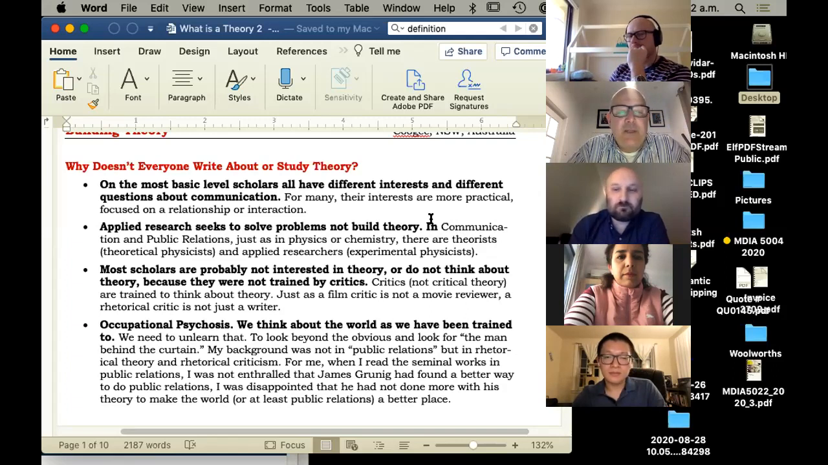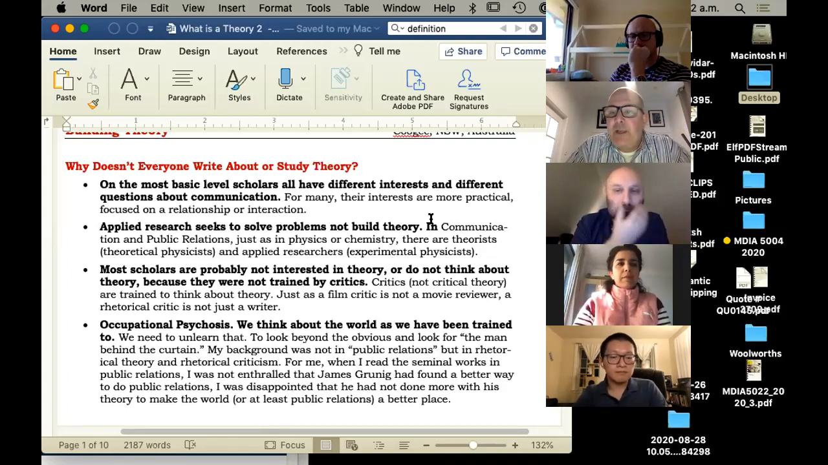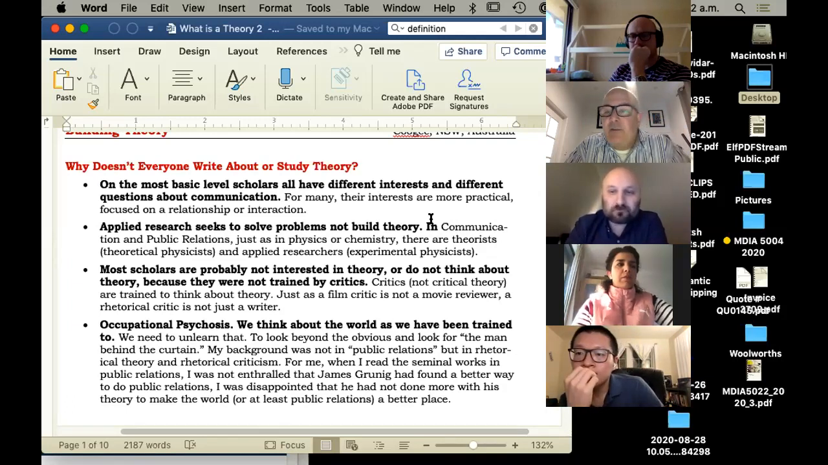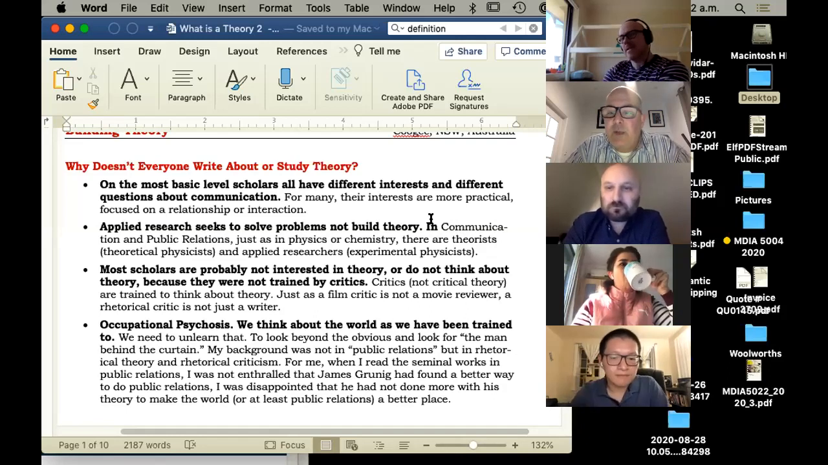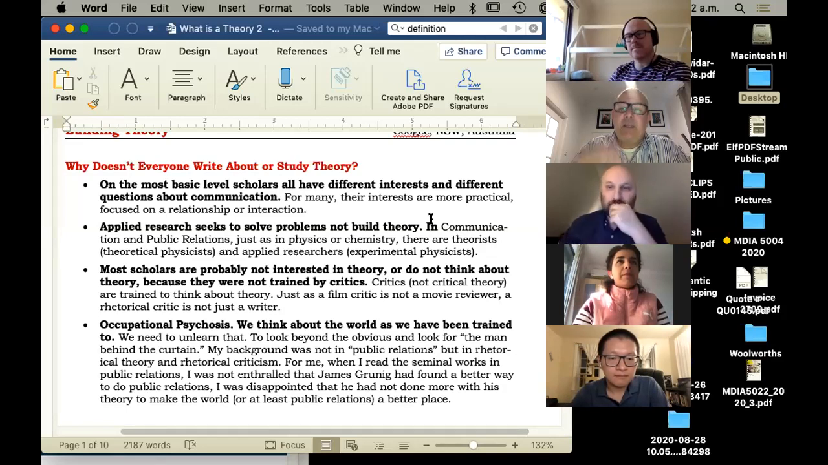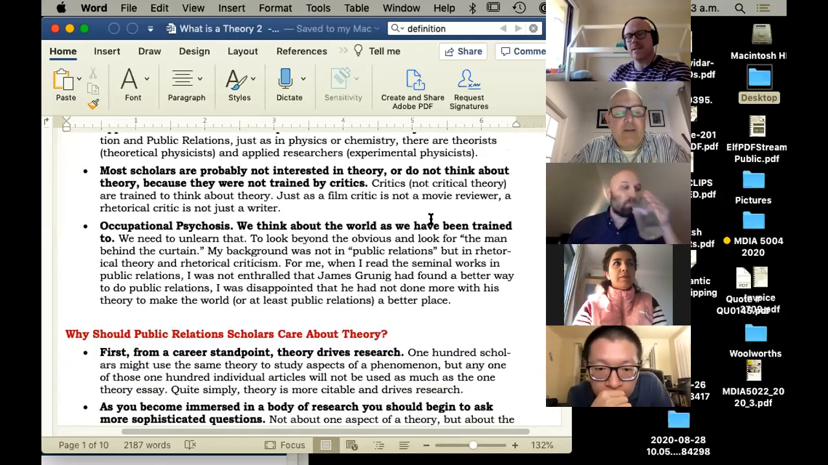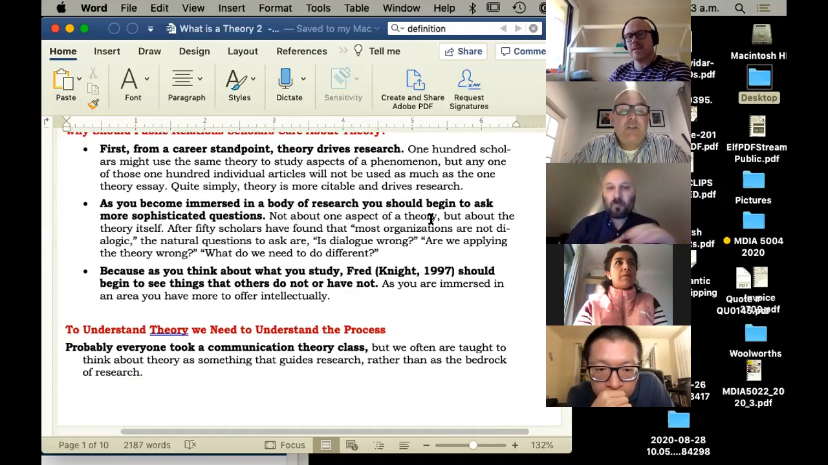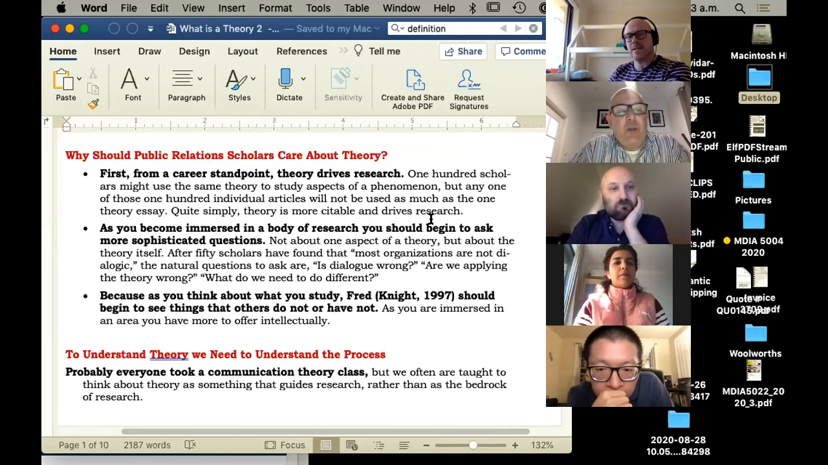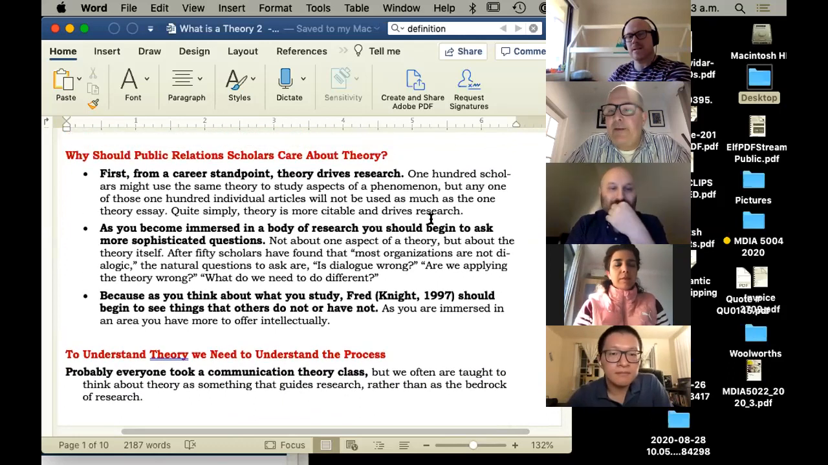And then this fourth issue here is occupational psychosis, which is related to what I said before. We think about the world in terms of how we were trained to do it. If your professor taught you to do network analysis, then you see things often as networks, as relationships between groups and organizations and individuals and processes. And you might not necessarily immediately default to saying, what's the reason for this? Is the theory accurate?